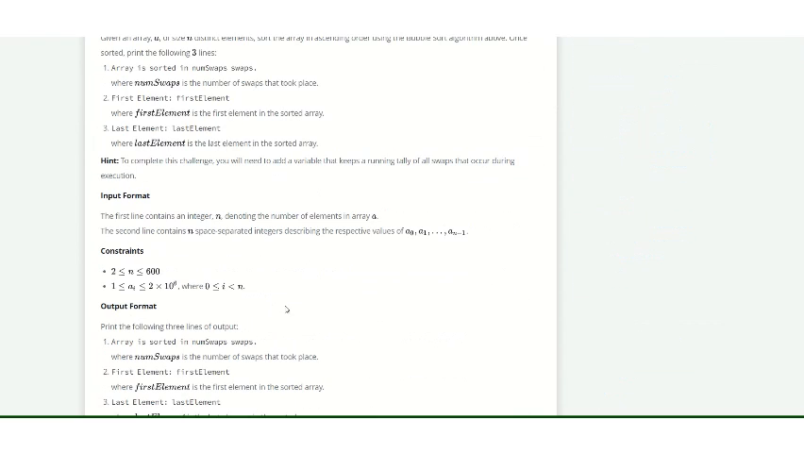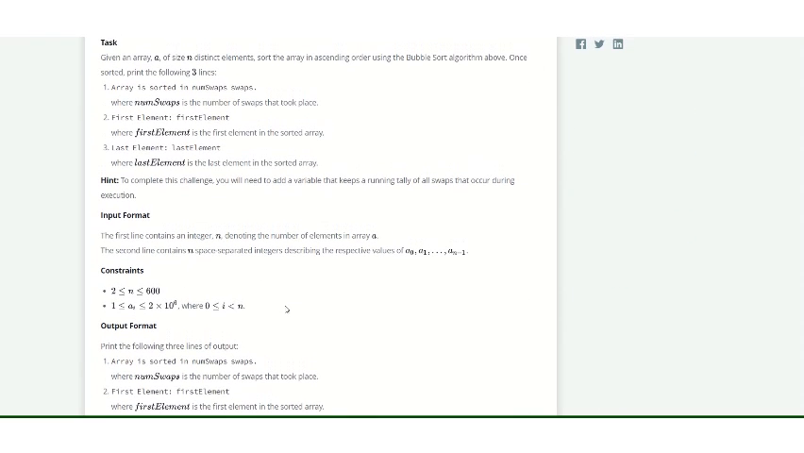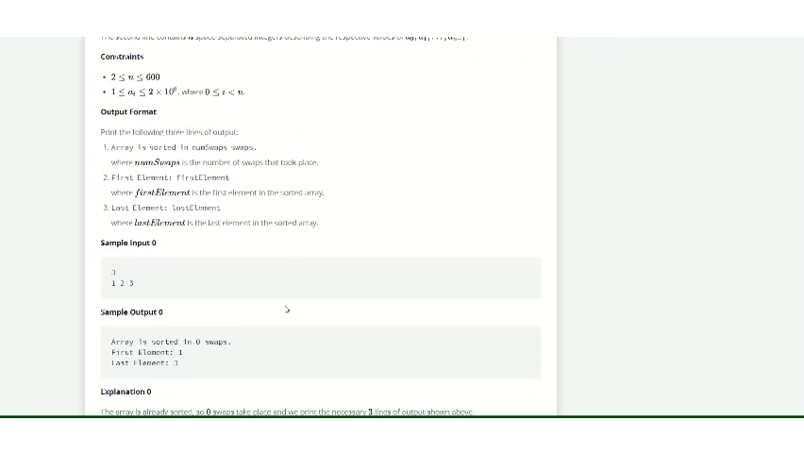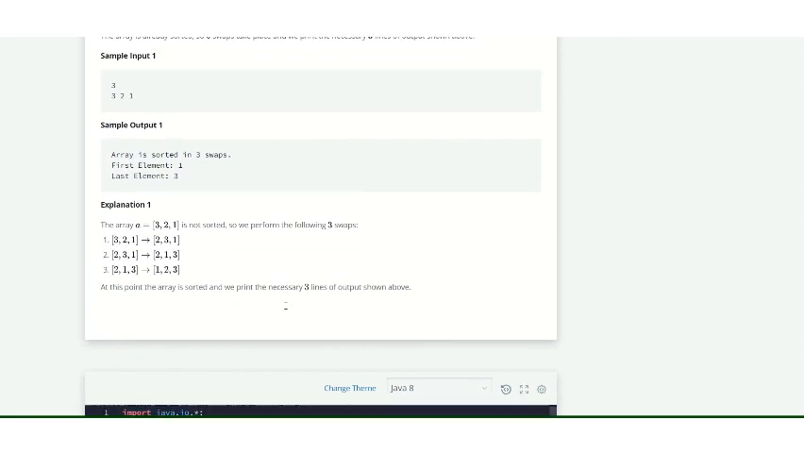So our task is we have an array A which has n distinct elements. Our job is to sort the array in ascending order. And our output must contain 3 lines. One which prints the number of swaps that took place. Second line prints the first element of our sorted array. And the third line prints the last element of our sorted array. Now this is how I have solved the problem.